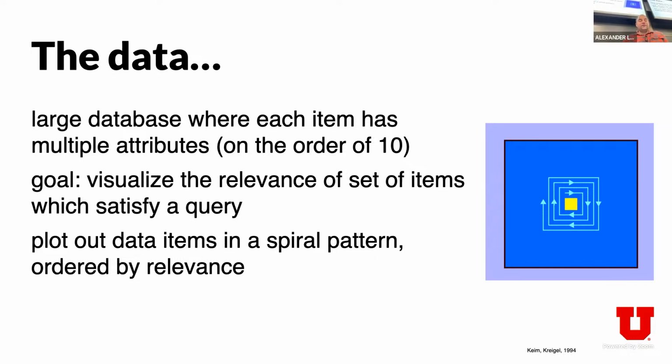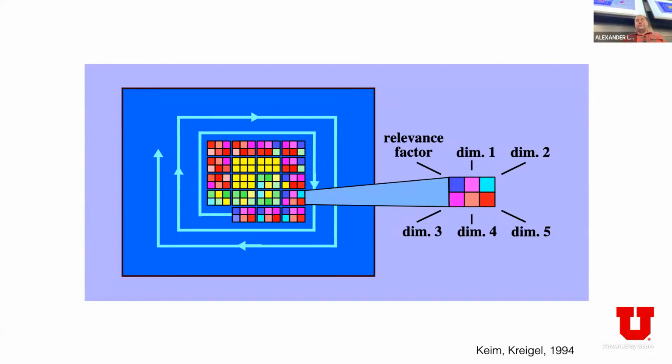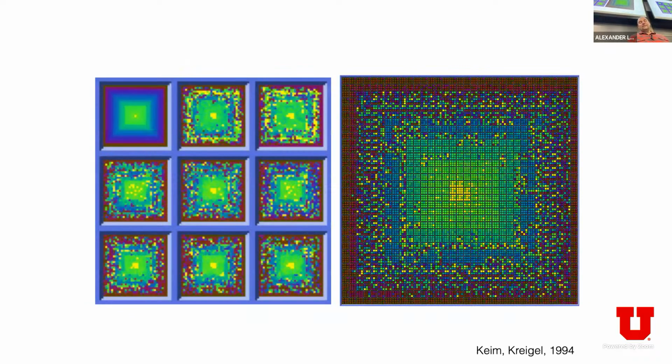The goal here was to visualize the relevance of a set of items which satisfy a query and plot the data in a spiral pattern ordered by relevance. And so they have these little 6x6 grids with 6 dimensions, and then they lay these 6x6 grids out in a spiral. That's what it looks like. I'll let you look at it for a moment. Tell me whether you can read something. It's a cool idea, but I don't think it works so well. It's just really hard to pinpoint what is going on, right?